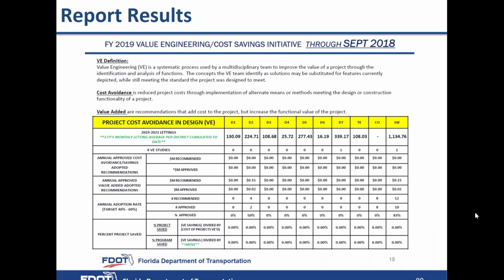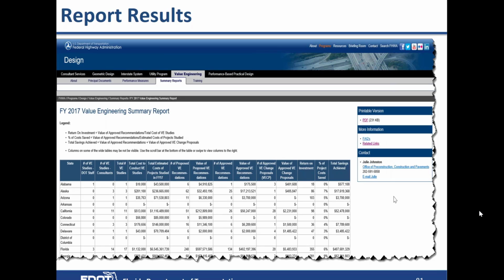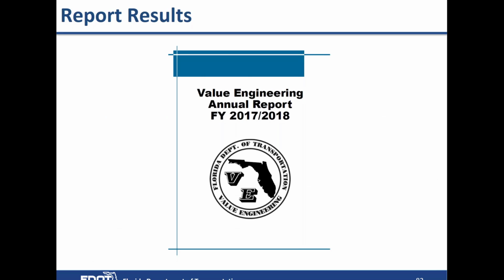Here's an example of what's presented at the performance meeting. This was in September of this year. There's an example of Federal Highway's webpage that shows the summary reports. And this was one that was just released about a week ago for 2017, their fiscal year 2017. And there's a picture of the 2017-18 department annual report that we put out.